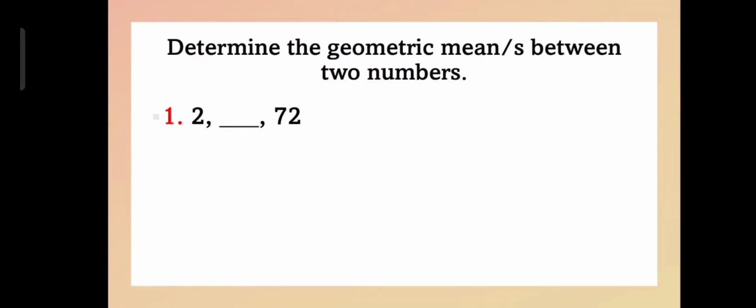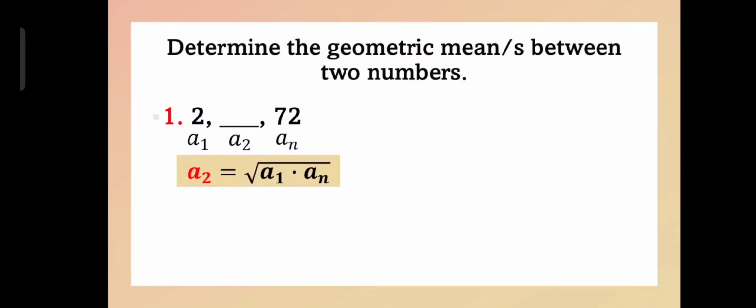Example, determine the geometric mean or means between two numbers. Number 1, what is the geometric mean between 2 and 72? Given a sub 1 or the first term is 2 and a sub n or the last term is 72. Now, what is the value of a sub 2? The value of a sub 2 or mean can be found by using the formula a sub 2 is equal to the square root of a sub 1 times a sub n. Then substitute the given: a sub 2 is equal to the square root of a sub 1 which is 2 times a sub n which is 72.